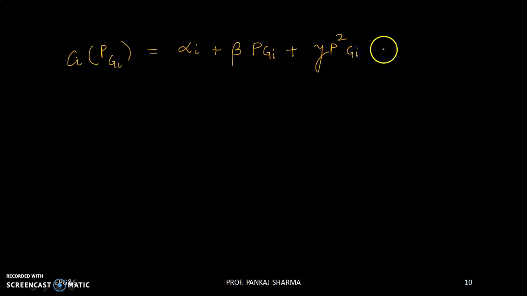Let us consider the cost function Ci, the cost function of power generation of the ith generator, is equal to alpha i plus beta i PGi plus gamma i PGi square, in dollar per hour. That is your fuel cost.